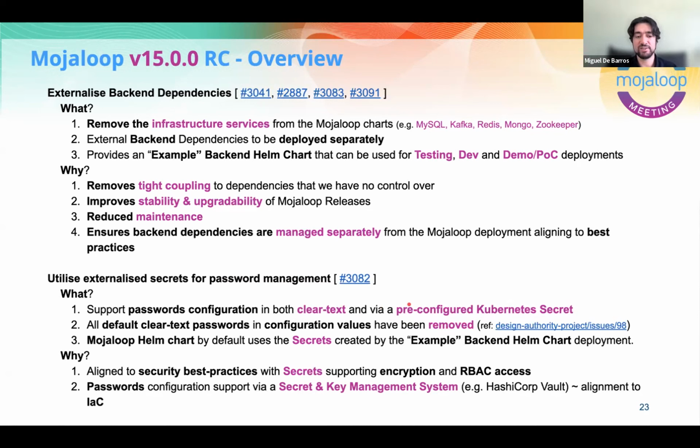Really, what this is about is making sure that we align to best practices from a security perspective, because secrets can be encrypted. We can also manage those secrets through RBAC access, etc. It also synergizes with what we've done before. We've externalized our backends, those backends are generating secrets for us, and we can just reuse those. It's also great because we can now support secrets and key management systems such as HashiCorp Vault, which automatically generate and inject those secrets for us. And this is very much aligned to the way the AIC is doing the secret management.